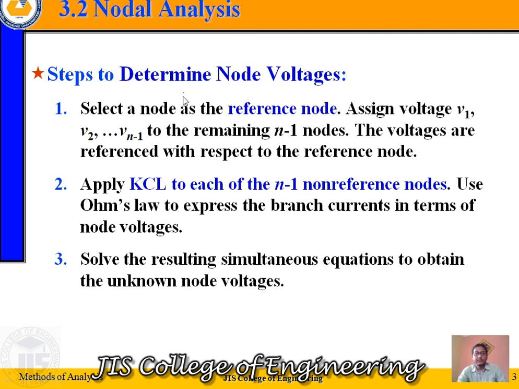The same thing is written here also: select a node as a reference node. It means among the n nodes, one node is considered as the reference node, and the remaining n minus 1 nodes are considered as nodes with voltages V1, V2, V3, V4, up to Vn minus 1, and we have to apply KCL at the non-reference nodes. How many non-reference nodes do we have? We have n minus 1 non-reference nodes. Then we have to solve the equations that we get. Okay.